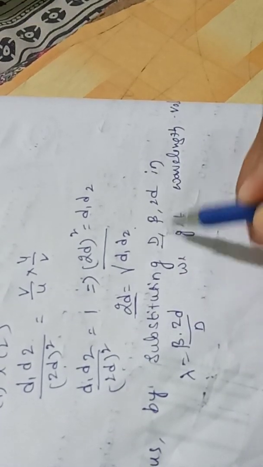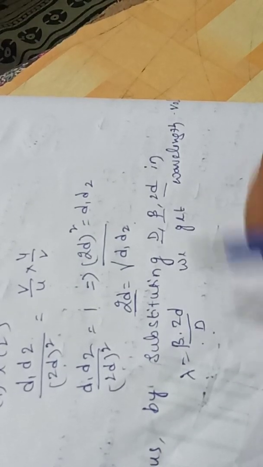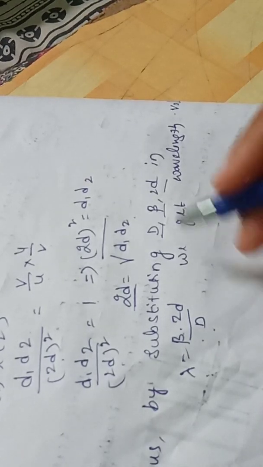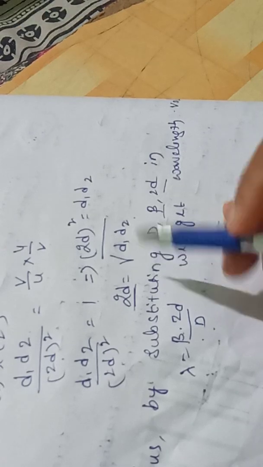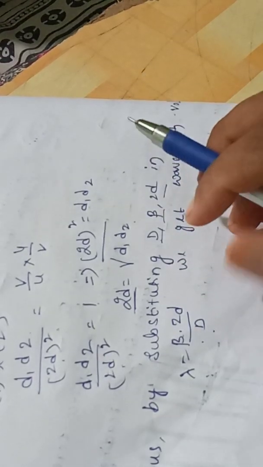By substituting beta, 2d and D in the required formula, lambda equals beta into 2d by D, we will get the wavelength of the required source or light we used. So in such a way, we will determine the wavelength using Fresnel's biprism.